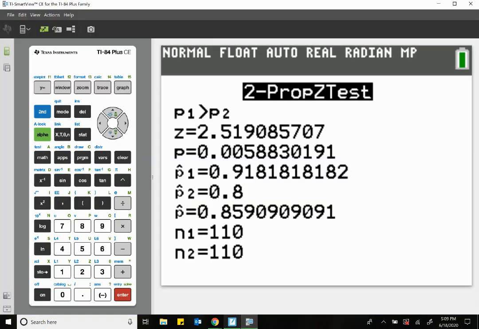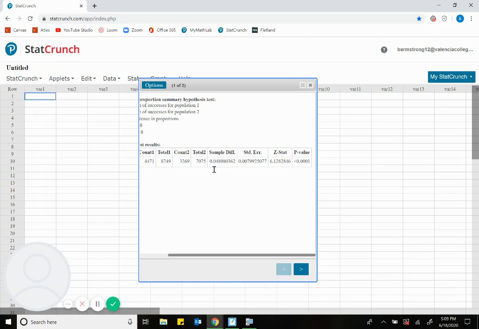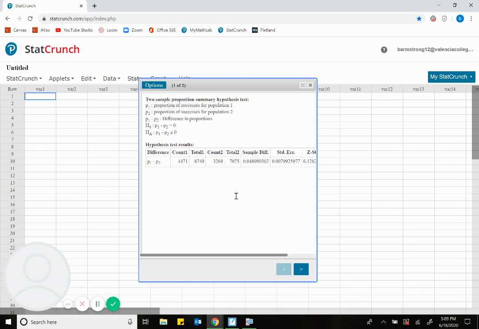Let me double check that. Oops, wrong one. Interesting. It is just a little bit off, and that's all right. You can see the Z stat. So don't think of that as your p hat. This is your sample difference. And there's your standard error. I got to think about where that's coming from, so to be continued on that part.